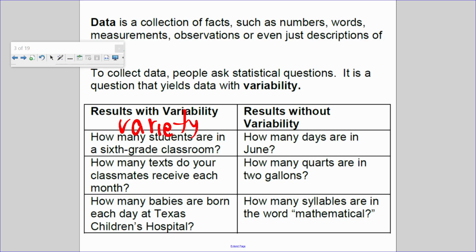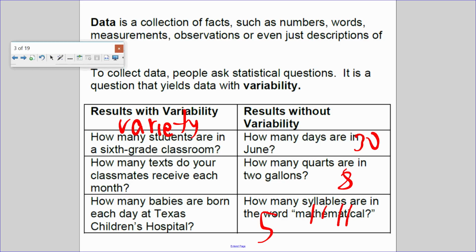If it's a question without variability, how many days are in June? 30. How many quarts are there in 2 gallons? 1 gallon has 4 quarts. 2 gallons will have 8 quarts. How many syllables are in mathematical? 5 syllables. It comes up with just one answer. You can't do anything with one answer.